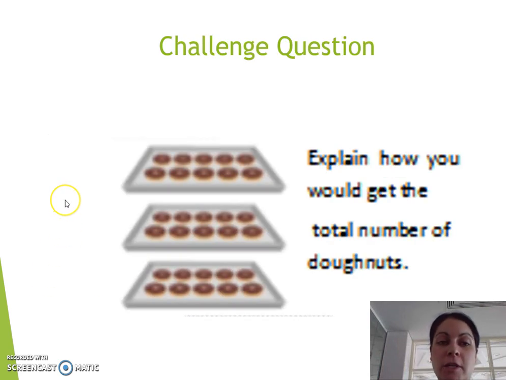Then we will have a challenge question for the children. They have to explain how they get the total number of donuts. So I would explain to the children that the best way would be to count, they could count in twos. So we'll do 2, 4, 6, 8, 10. Okay, so if this one is 10, this tray will be 10, this tray will be 10. So 10 plus 10 plus 10 equals 30. So that is how I would show for the total number of donuts.